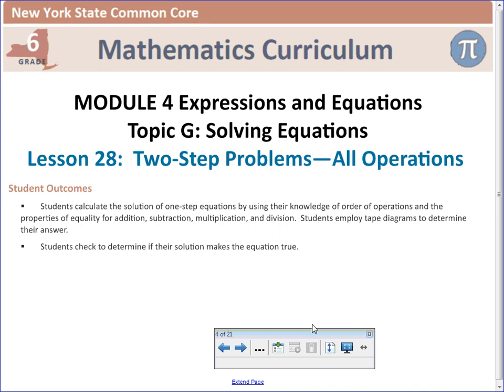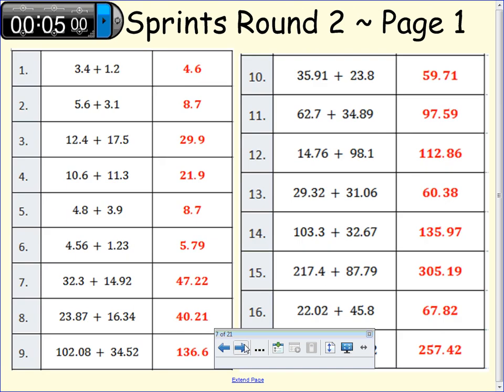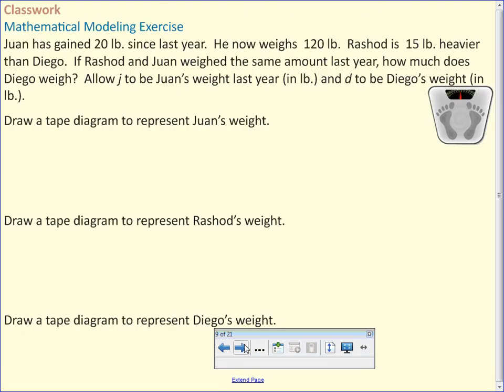Okay, today and tomorrow we're going to be looking at lesson 28, which is two-step problems using all of the different operations. We already did the sprints for lesson 28, so I'm just going to forward past those. And let's take a look at the first example.